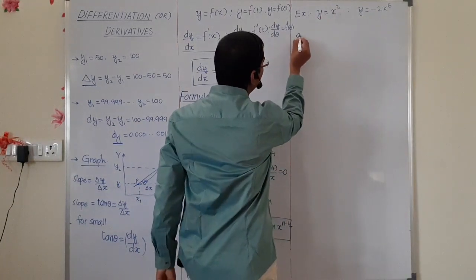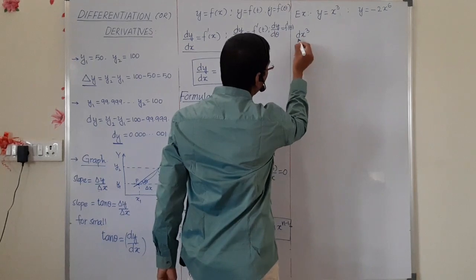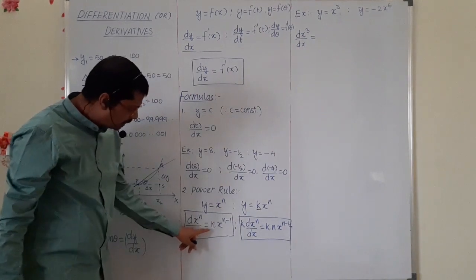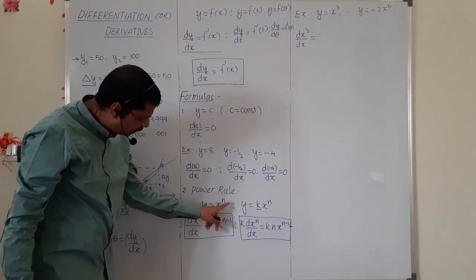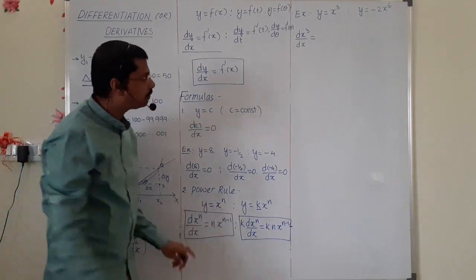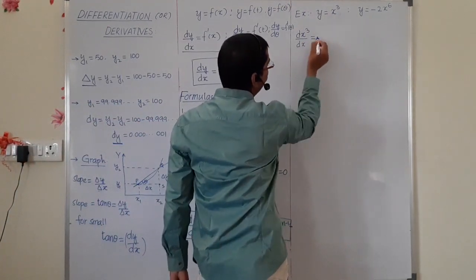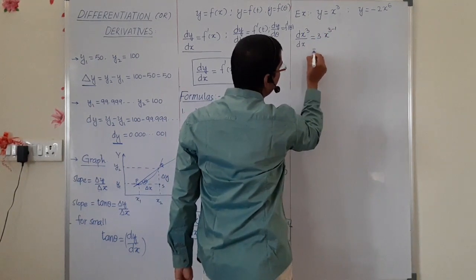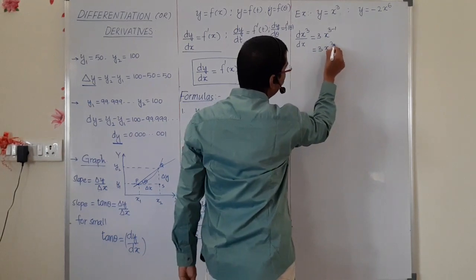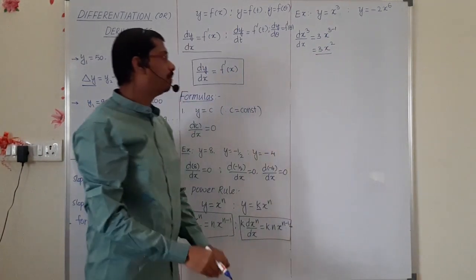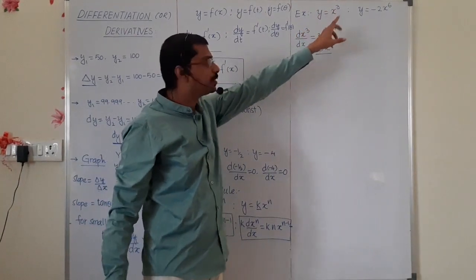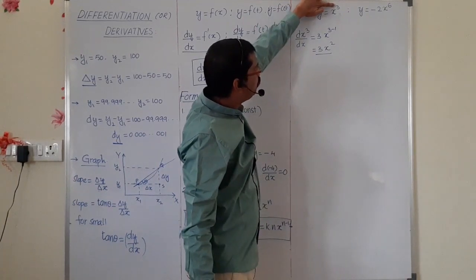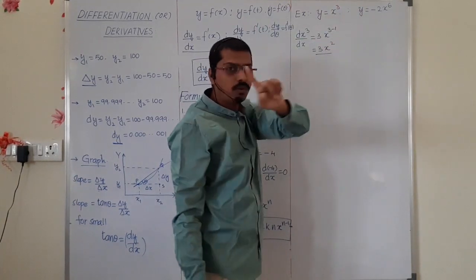First one I am writing dx to the power of 3 upon dx. What is the formula given? N is the power, and in x the power is decreased by 1. Now we can write this value: the power is 3 and x to the power of 3 minus 1. Now what can we write? 3 into x to the power of 2. Now here are the two things we have to remember whenever the power rule is given. I will tell you a very simple method. Multiply with the power and decrease the power by 1.